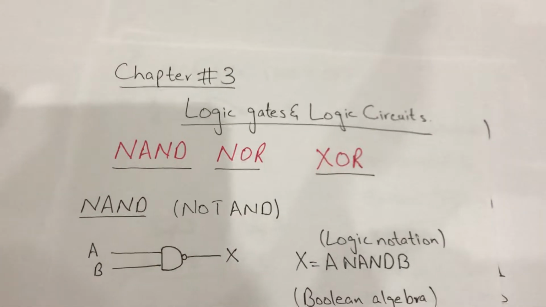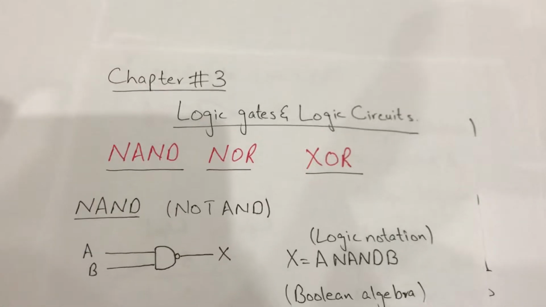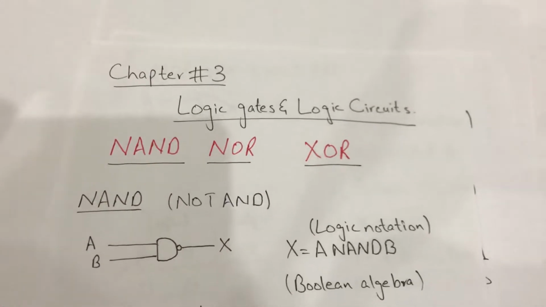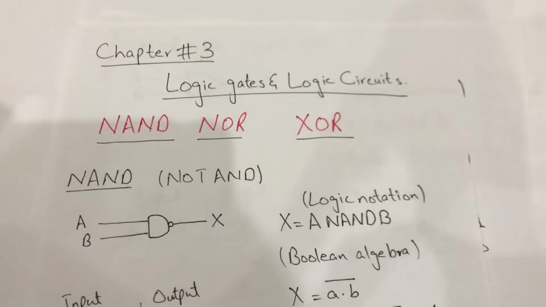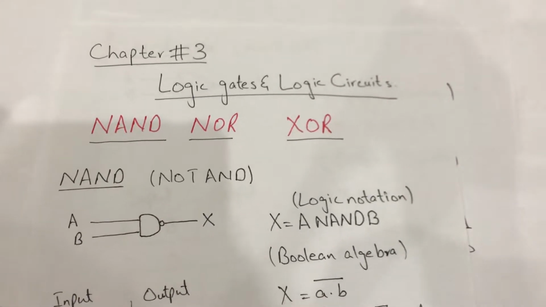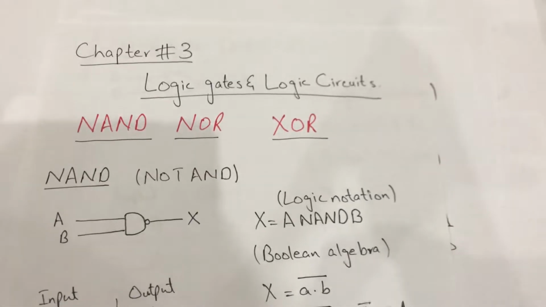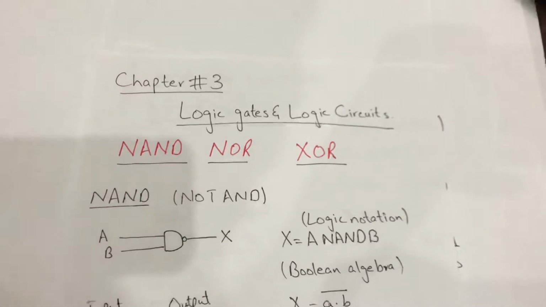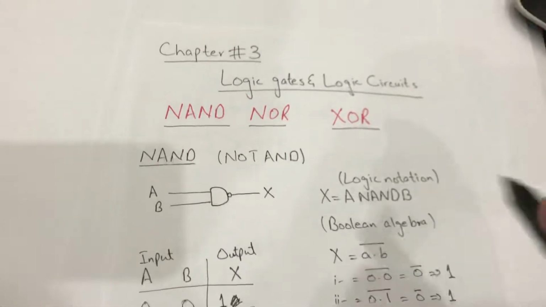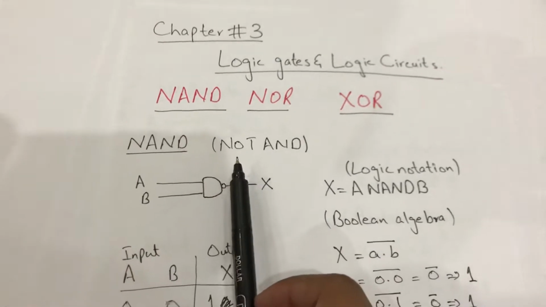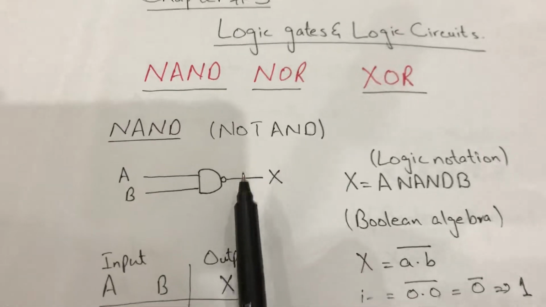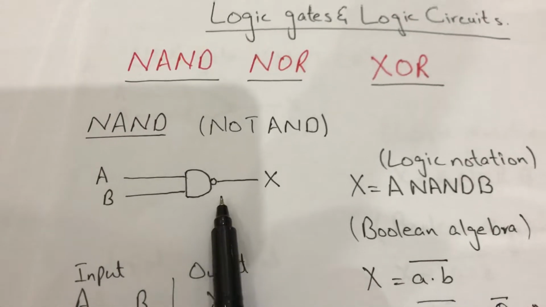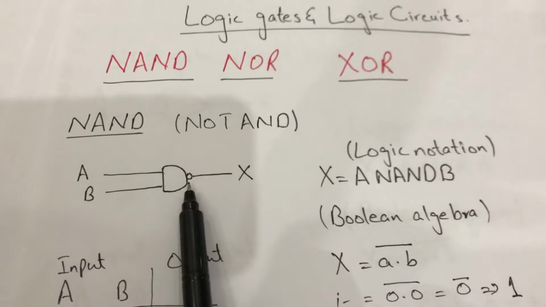Today we will discuss chapter number 3, logic gates and logic circuits. That is, the remaining gates were NAND gate, NOR gate and XOR gate, or the exclusive OR gate. NAND gate, which is also known as NOT AND. The symbol of NAND gate is similar to AND gate, only there is a NOT over there.